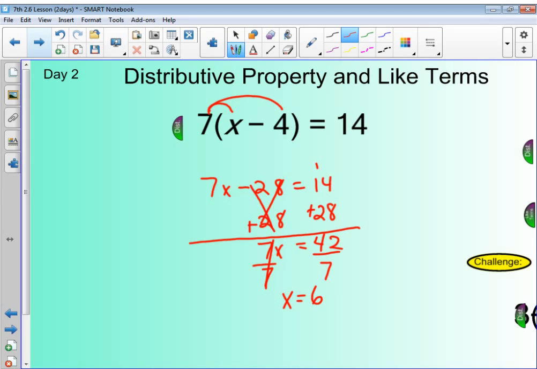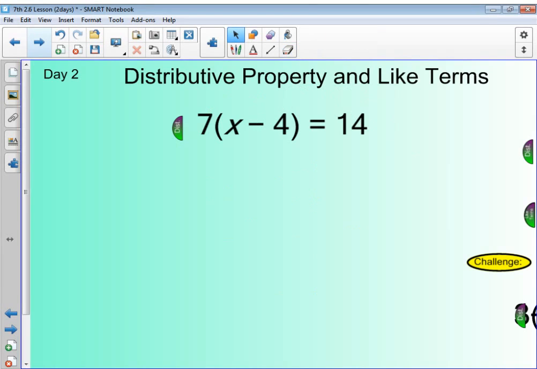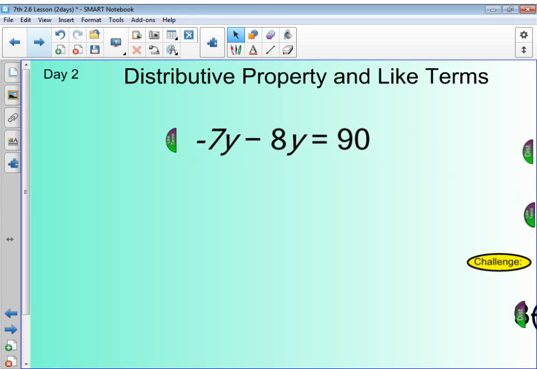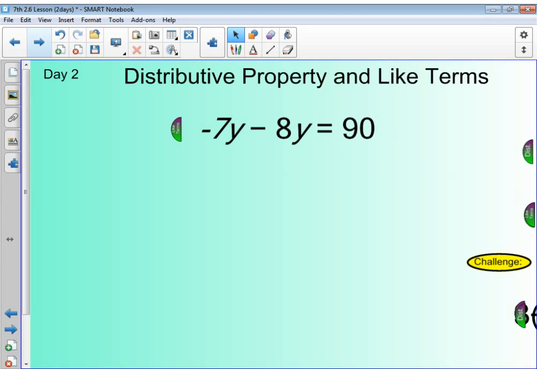You should have gotten x equals 6 for that one. Okay, so we're really just adding one minor step, that if we have that distributive property in there, we have to go ahead and distribute that out first, and then solve like we did in the first part of the lesson. Okay, so here's another concept that is sometimes going to come into play, and that's combining like terms.